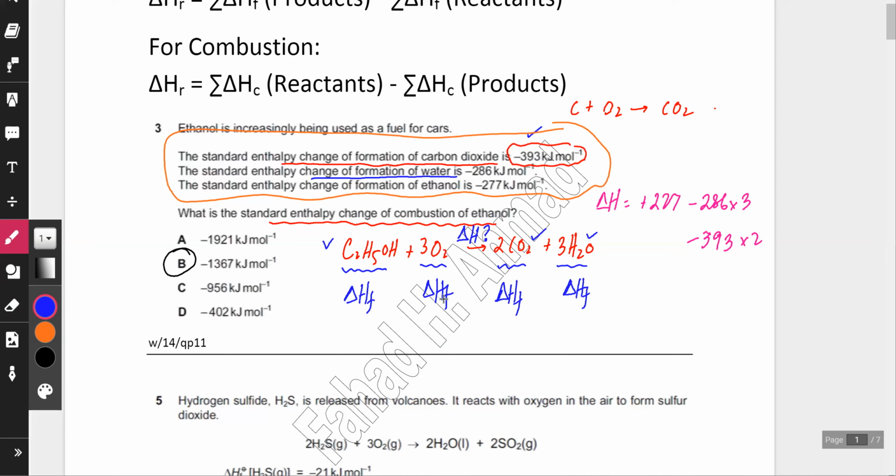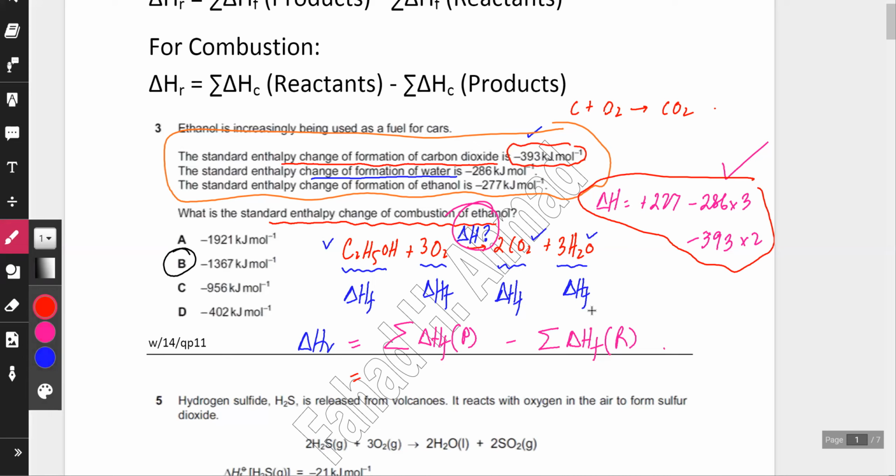Is that clear? So the condition for applying the formula and doing the question without actually drawing the Hess cycle is that for a particular reaction, if you know the enthalpy change of formation of all the reactants and all the products, the simple formula is that the enthalpy of that particular reaction, and I'm talking about this one, the one that we just found out, minus 1367, is basically the sum of the enthalpy of formation of products minus the sum of enthalpy of formation of the reactants. And let's do that. We're going to get the same expression that we got over here.